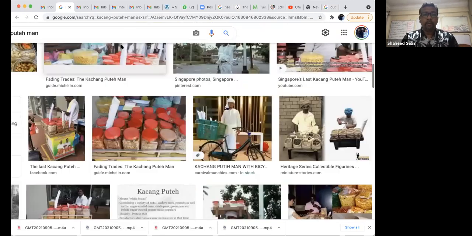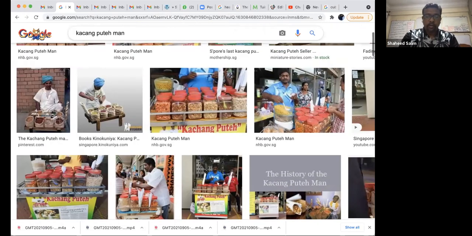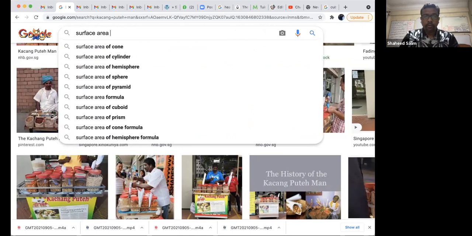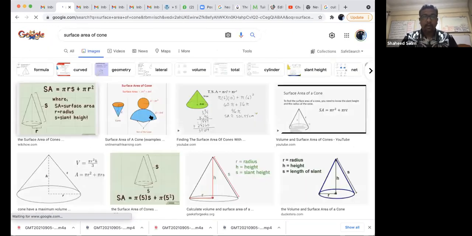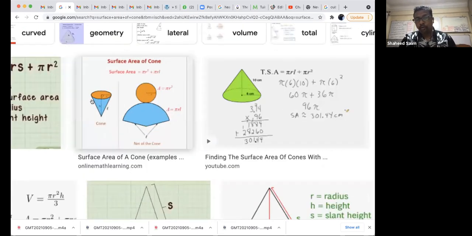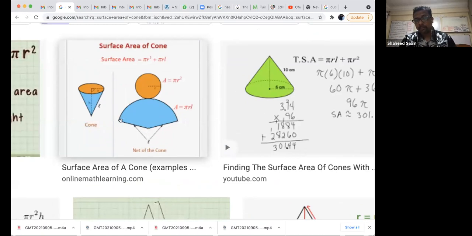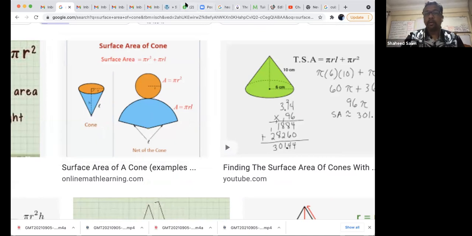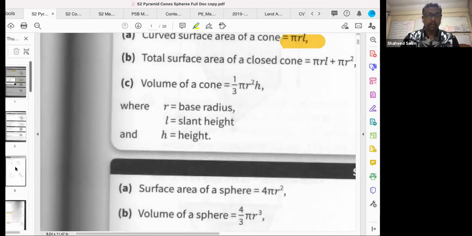Okay, maybe you say, we go back. Surface area of cone. Let us see whether they have any pictures. Down here. Can you see? You unfold this paper, it becomes this shape. Can you see here? So now you want to find pi times r times L. Pi is what? 22/7. R is this one. L is this at the side here. That's the formula. Okay, we go back to this one now. Here we go.